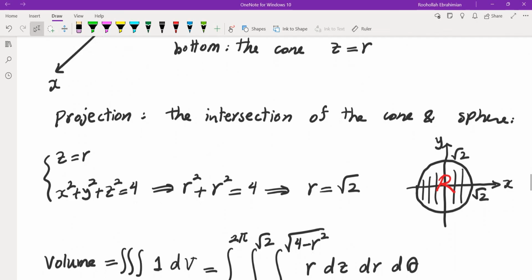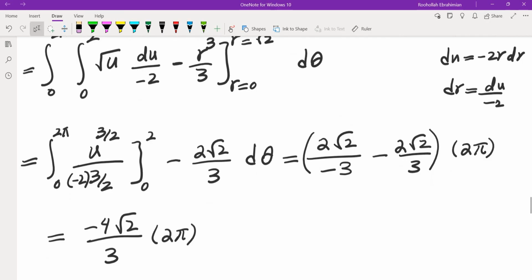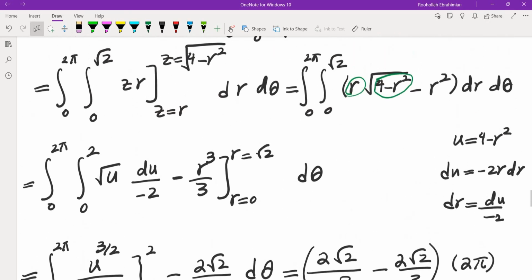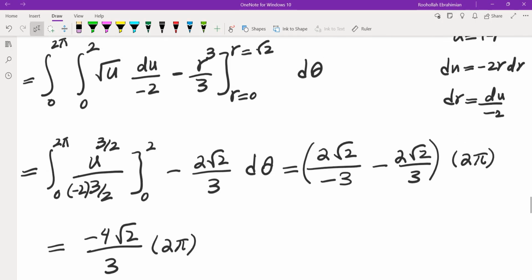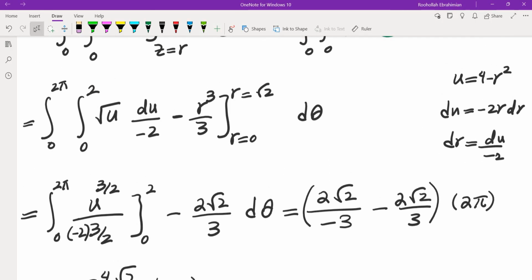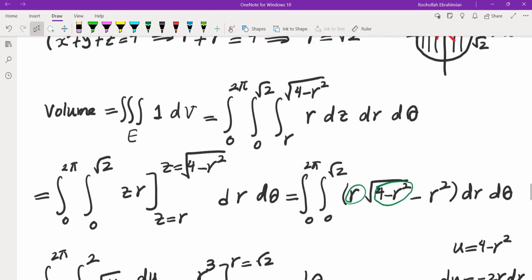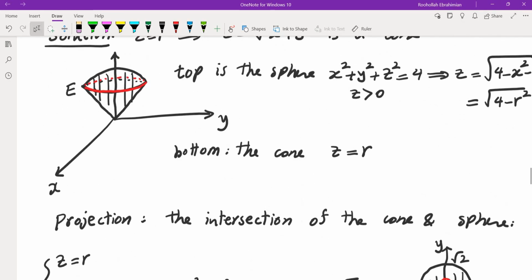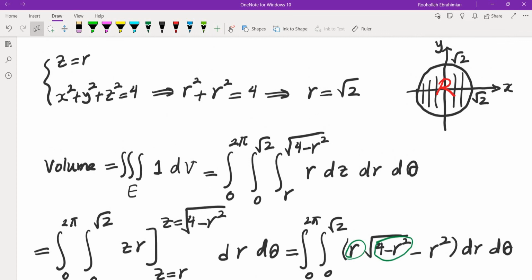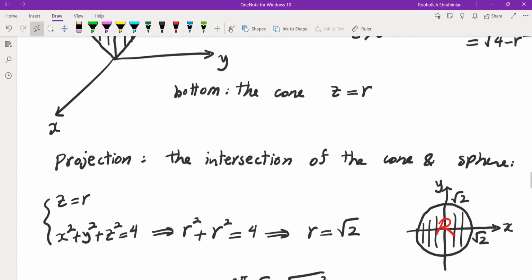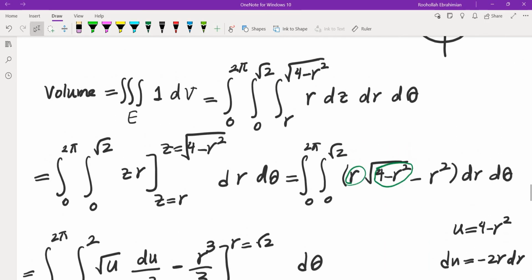Okay, so something doesn't quite add up because what I got here is a negative number, and the answer should not be a negative number because it is a volume. So this is something we'll have to double check to make sure we have done everything right. There's something not quite right about this. So we went from r all the way to root 4 minus r squared. So that seems correct. And when we integrated, we got zr.